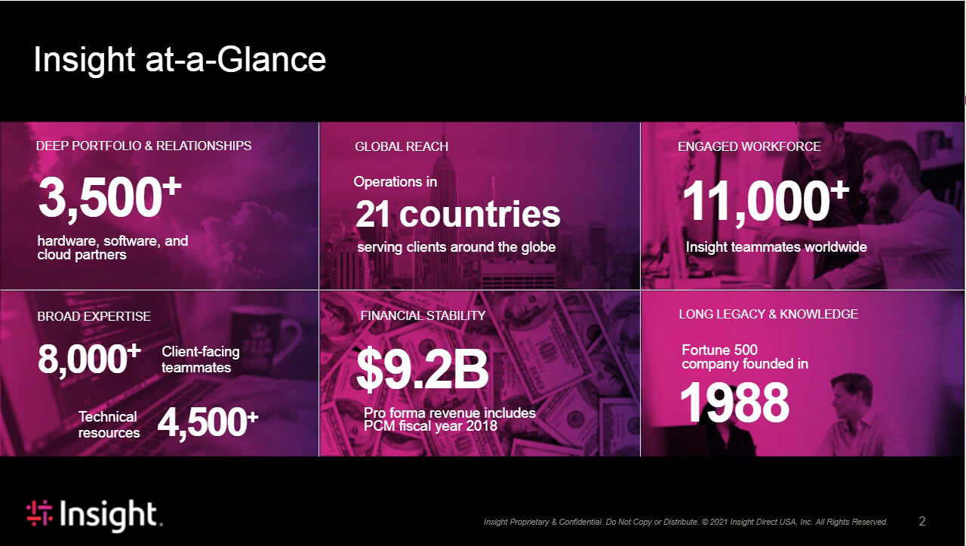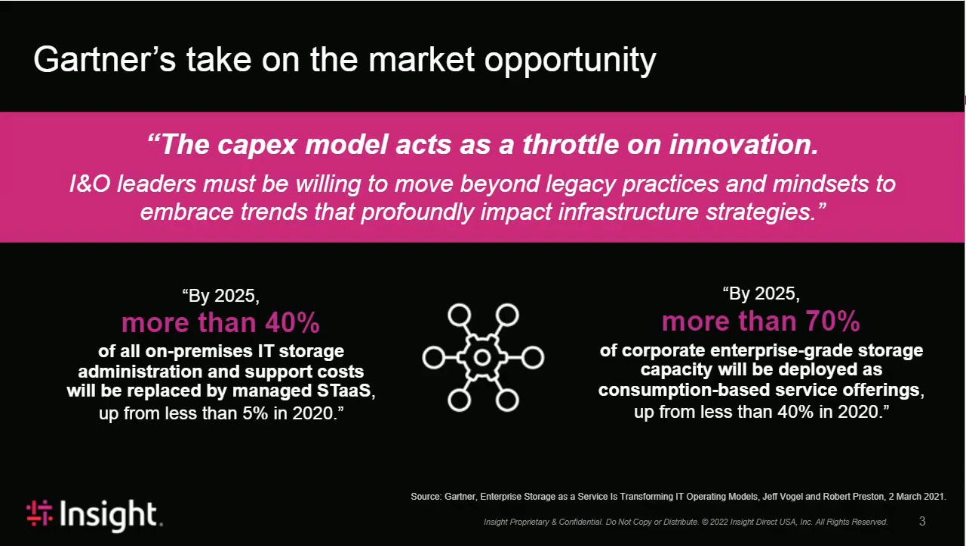So as we jump over to the as-a-service market today, what I wanted to do is take a few moments to talk about some of the analyst view of this as-a-service market, starting with Gartner here. And we can start really with that statement right up front. Gartner's seeing the CapEx model as really a throttle on innovation. We have to be able to move past legacy practices and mindsets, and we have to be more agile, we have to innovate faster, and really the CapEx methodology of procuring that infrastructure and standing it up acts as an inhibitor to that innovation.